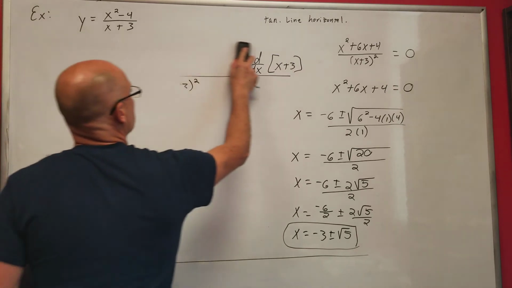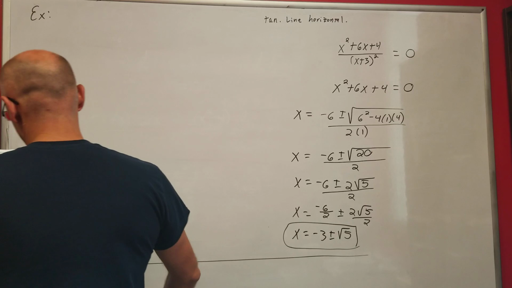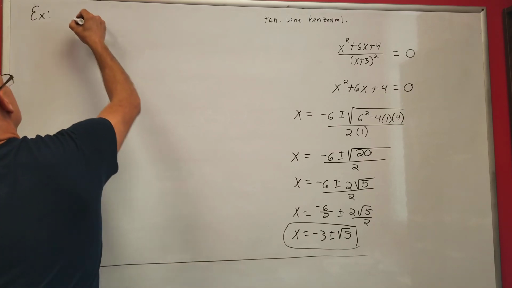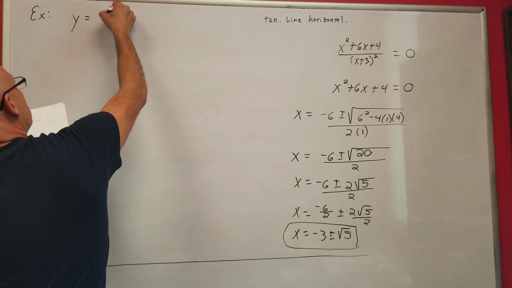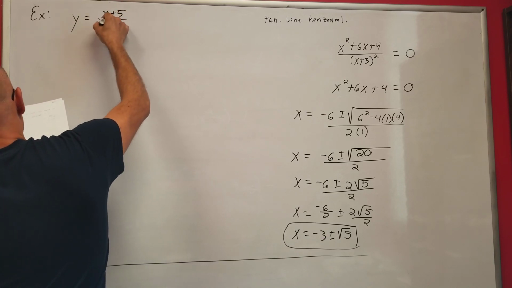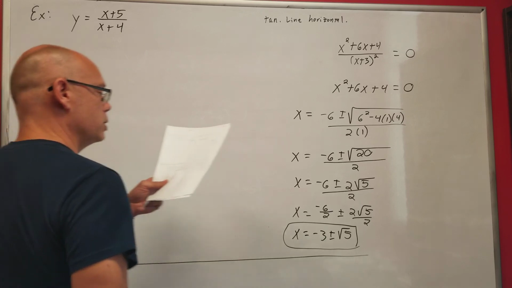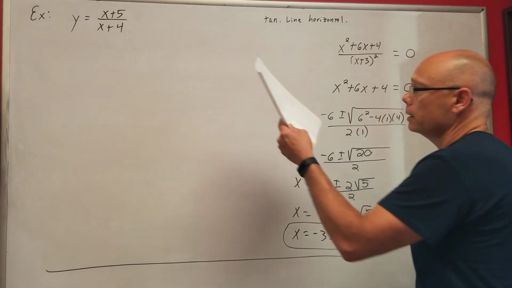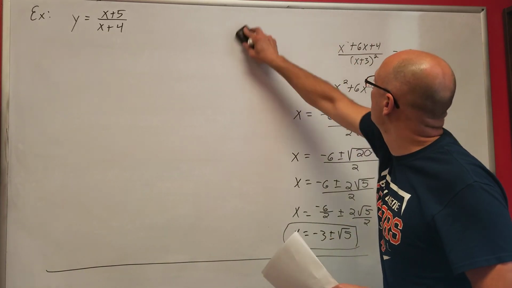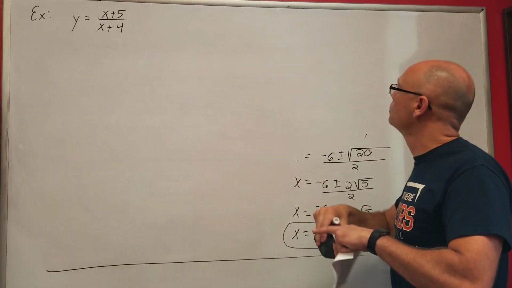And our last example here. Last example we have y is equal to x plus 5 over x plus 4. And it wants us to find out values of x in which the tangent line to the curve is perpendicular to the line y is equal to x.